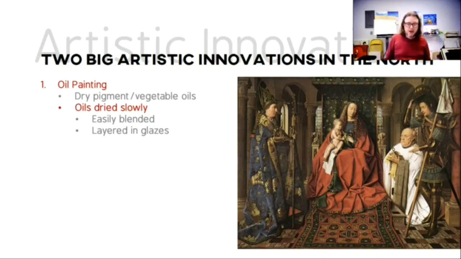Since oils dried slowly, it meant that there was time to do lots of blending, and that you could put layers of glazes on, because you could mix the paint with more oil than paint, and you could put a glaze over a layer that had dried already.